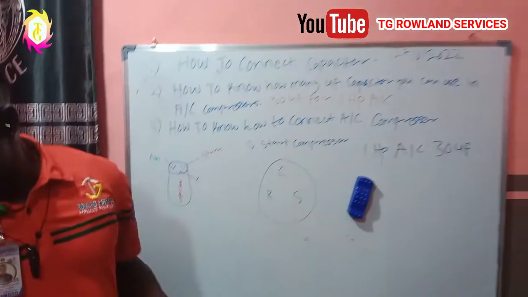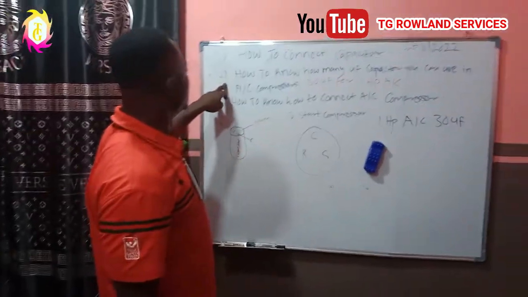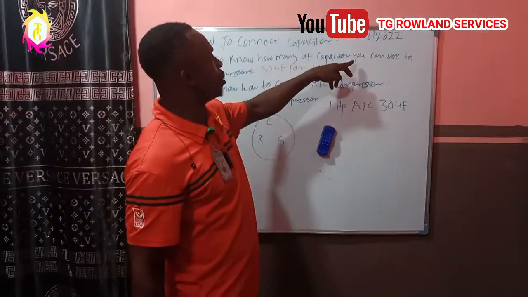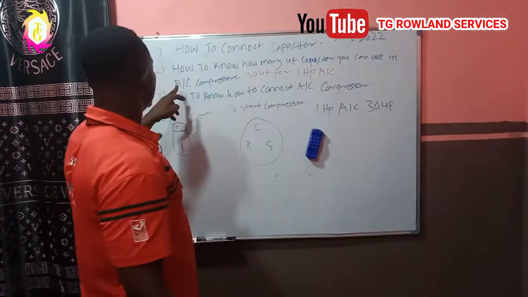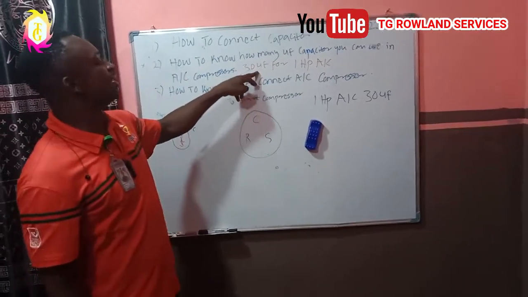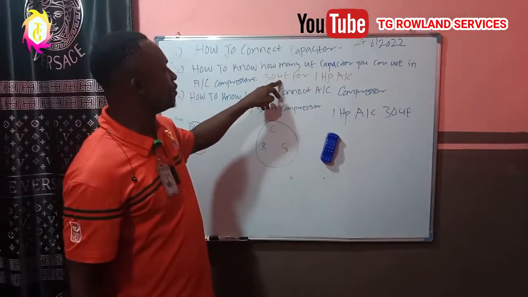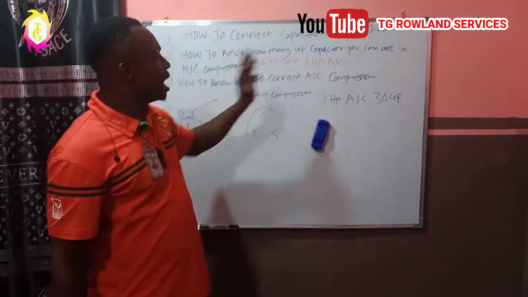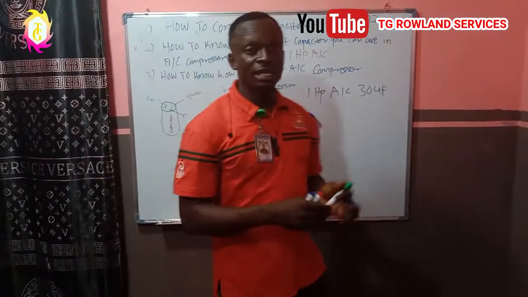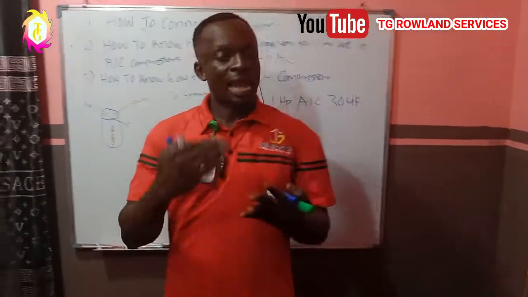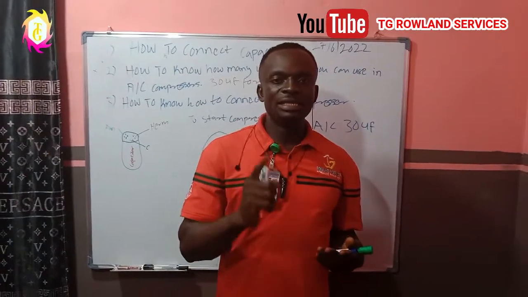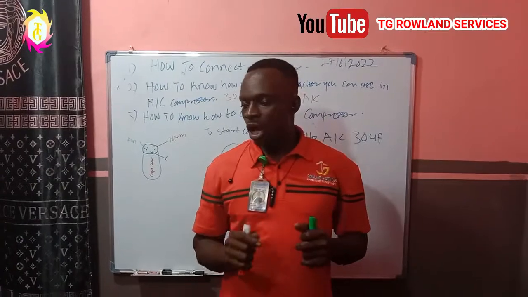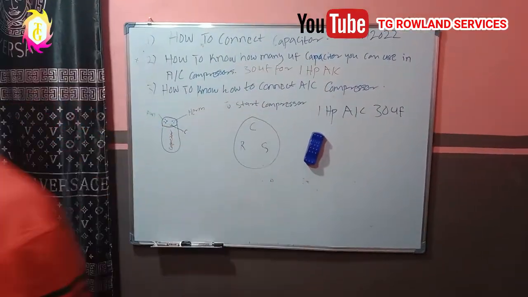When you watch very well on this number 2, how to know how many UF capacitor you can use in an AC compressor, the answer is 30 UF for a 1 horsepower AC. I hope I have made it clear for the viewers, for you to understand. Try to know, for a 1 horsepower AC, you are going to use a 30 UF capacitor. All right, we'll come to the next section.